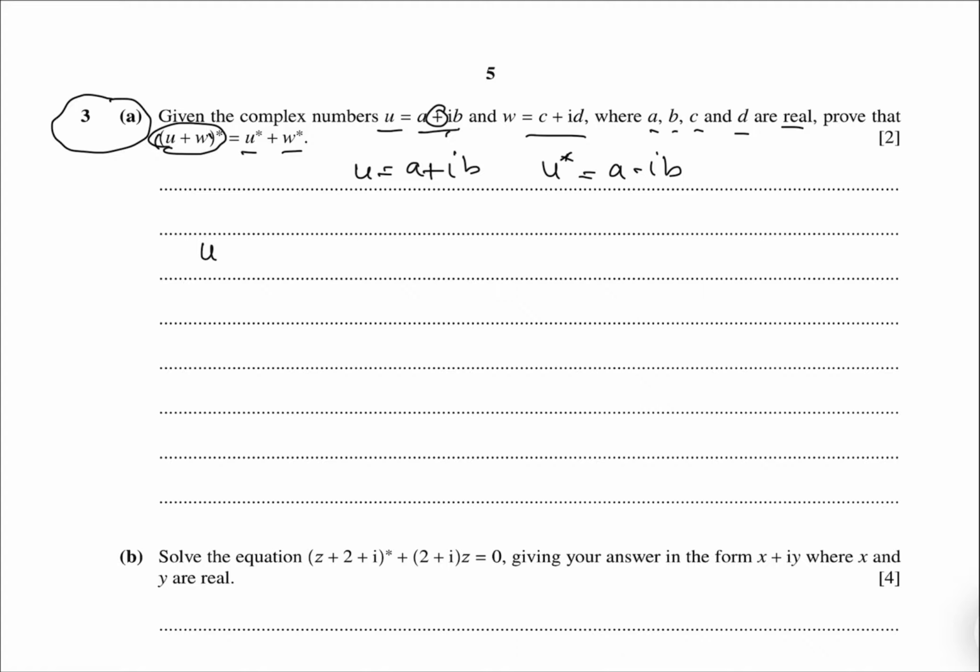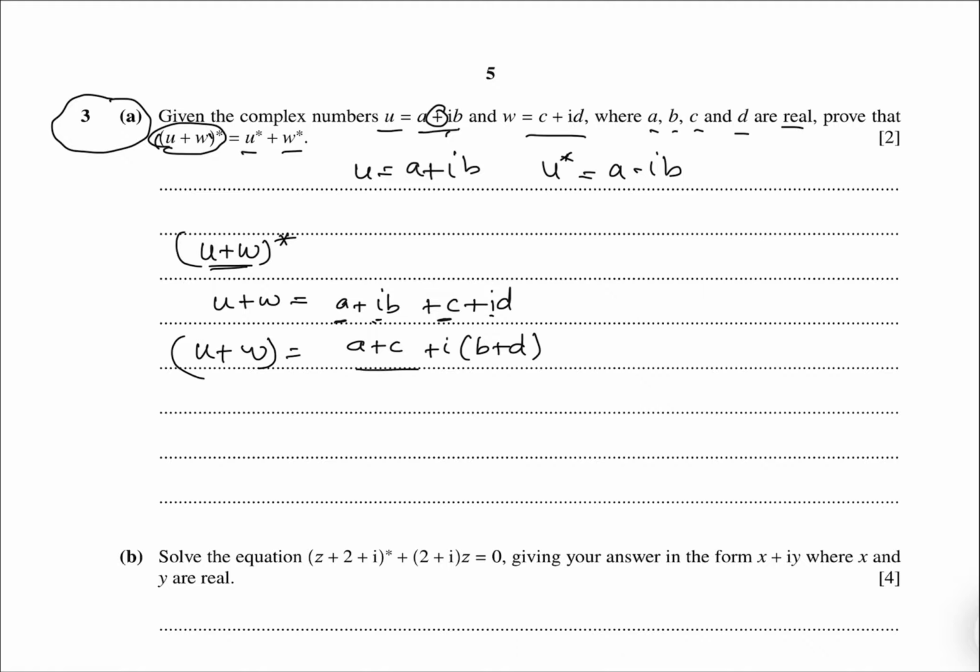So what is (u plus w) whole conjugate? To find this, we first have to find u plus w. So u plus w equals a plus ib plus c plus id. Now take the real parts together. So this would be a plus c plus i, if we take i common from both, i times (b plus d). Understood till here?